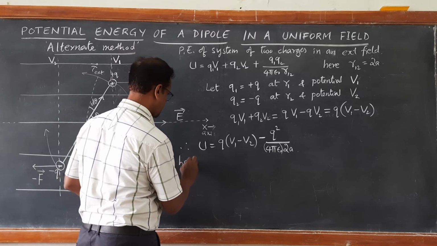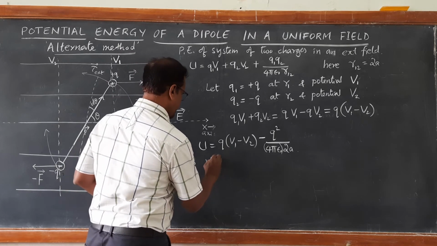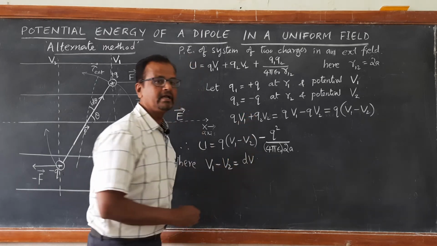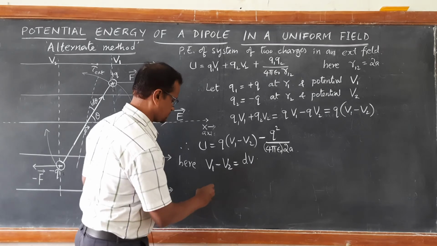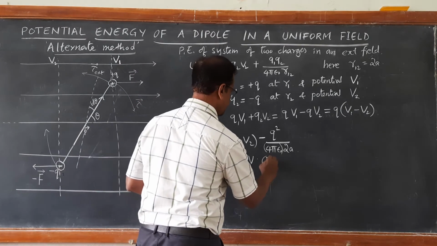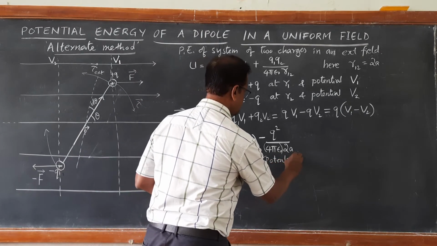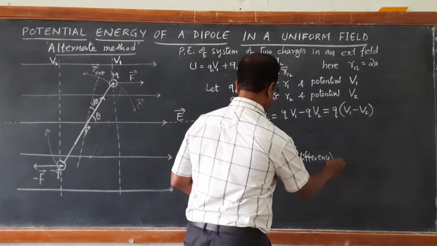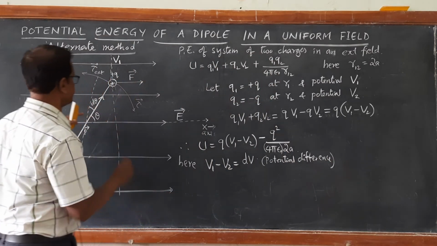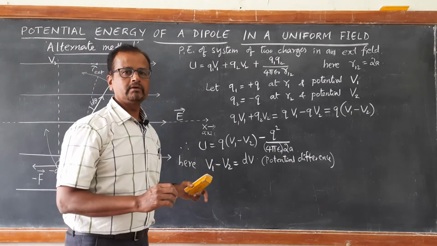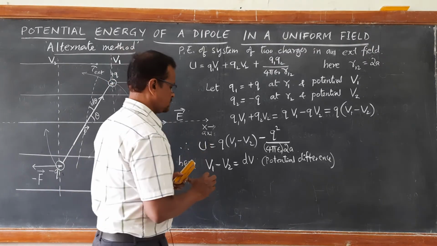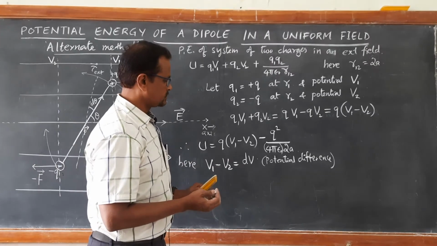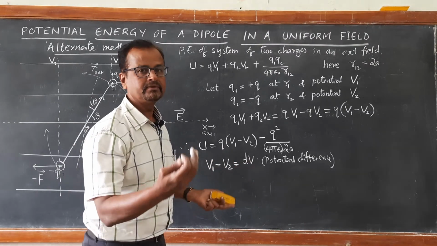V1 minus V2 gives us the potential difference, let me write it as dV. dV is the potential difference. We know the value of the electric field: throughout the space, the electric field is uniform and constant. So we know the relation between electric field and potential difference, and I can express this potential difference in terms of the electric field.